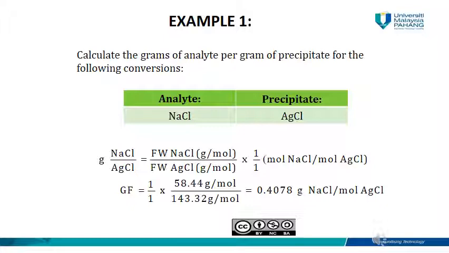That's why the ratio of moles of analyte to moles of precipitate is 1 to 1 here. So when you want to calculate the ratio of mass of analyte to precipitate, which we call the gravimetric factor, you use the same formula, and then you just include the molecular weight of each compound, and after that you can easily get the gravimetric factor.